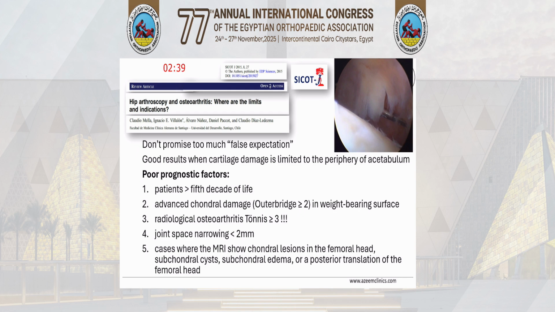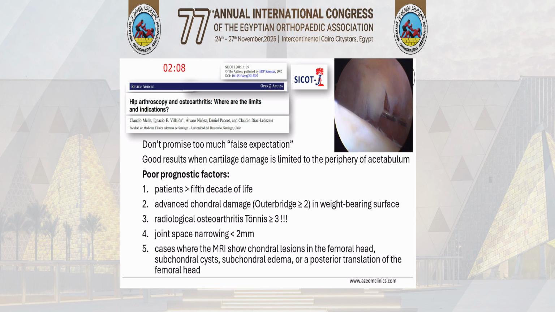This is a very important article in the CECO-J discussing hip arthroscopy in osteoarthritic joints. And this is very important in our community because most of our patients come pre-arthritic. Actually, they differ from other communities or other races that come early. So don't promise too much or give false expectations. That's the conclusion: good results when cartilage damage is limited to the periphery only.